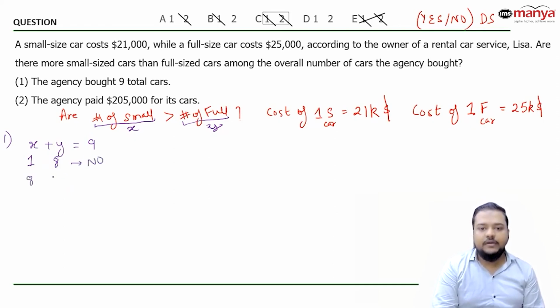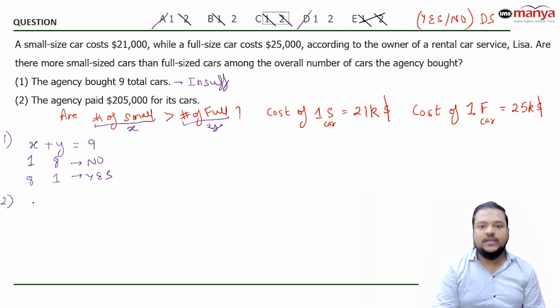But I can flip the table. If I take the number of small cars as 8 and the number of full-size cars as 1, the total is still 9. But now the answer to my question, are small-size cars more than full-size cars, is yes. So we are getting both answers, a no and a yes. That means statement 1 is insufficient to answer my question. And whenever you get statement 1 insufficient, eliminate option A and option D. All right, now we are ready to move on to statement 2.